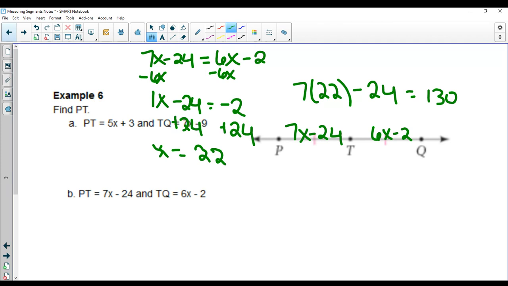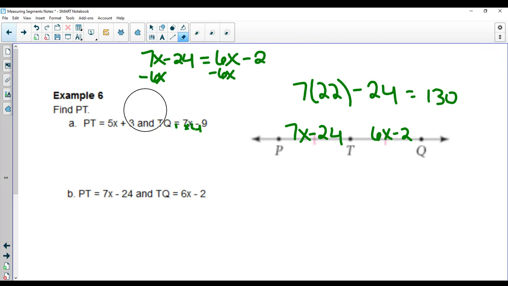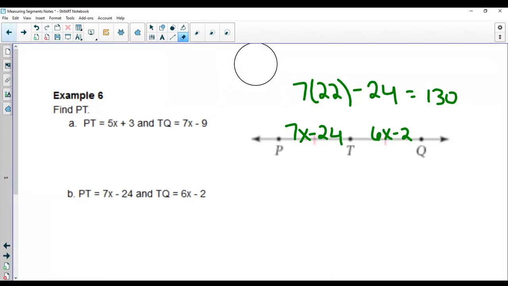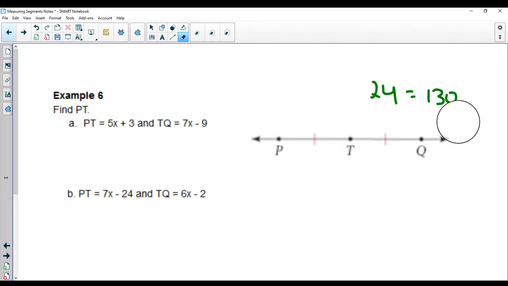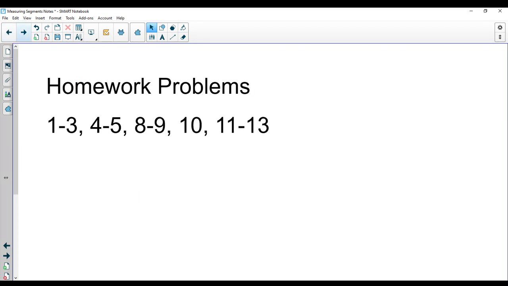Alright. Okay, I think that's it. Okay, here's your homework problems. You are to do numbers 1 through 3, 4 and 5, 8 and 9, 10, 11 through 13. Alright, that's all there is to know about measuring segments.